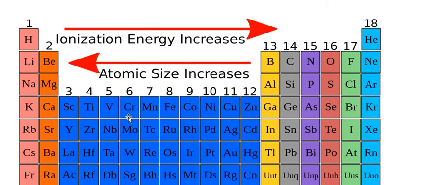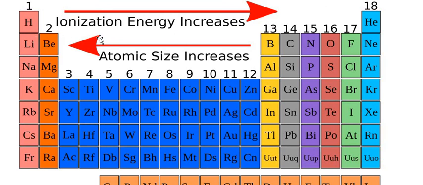Ionization energy increases from left to right through any period. This is why: as you move from left to right, the size of the atom decreases, atomic radius decreases, so the attraction between the nucleus and the outer electron increases. So you need more and more energy to overcome this attraction.